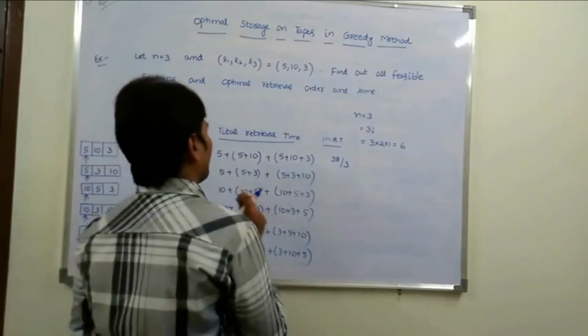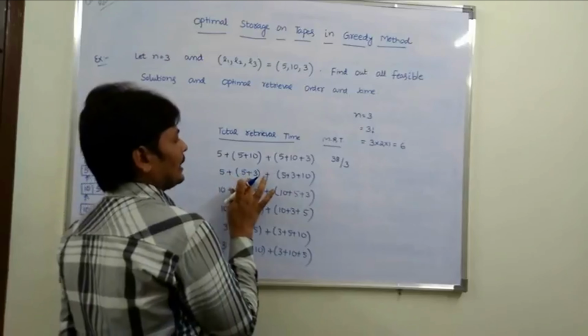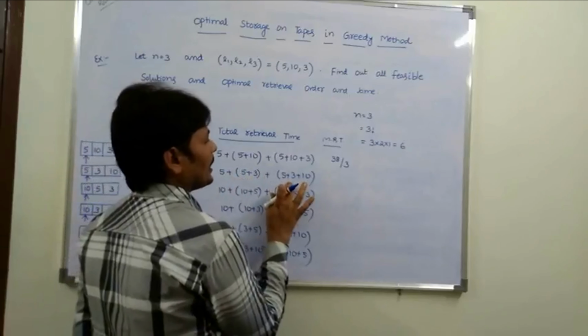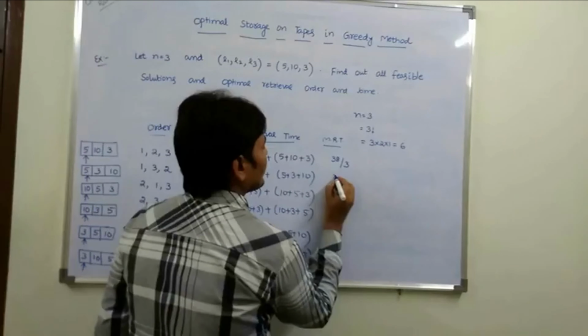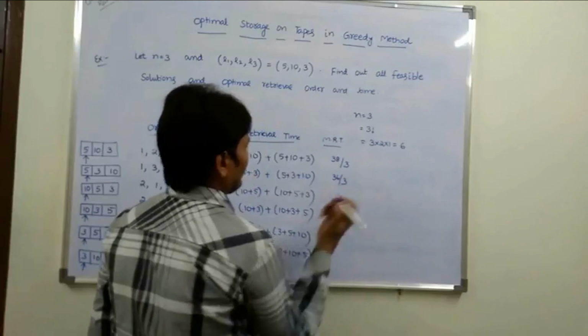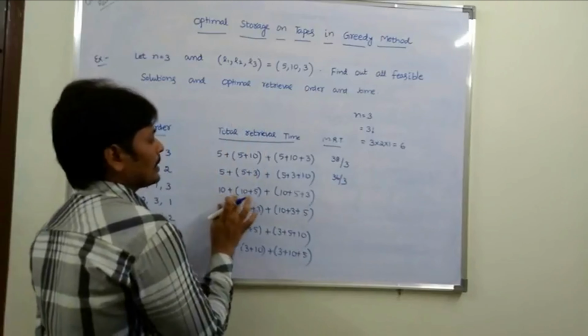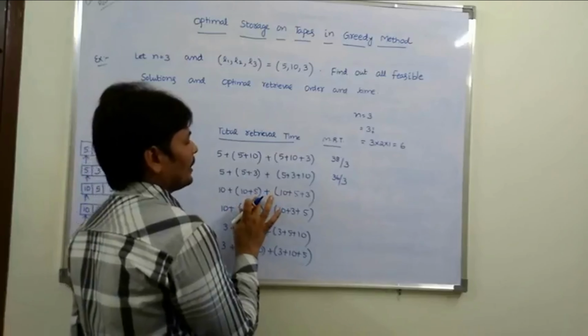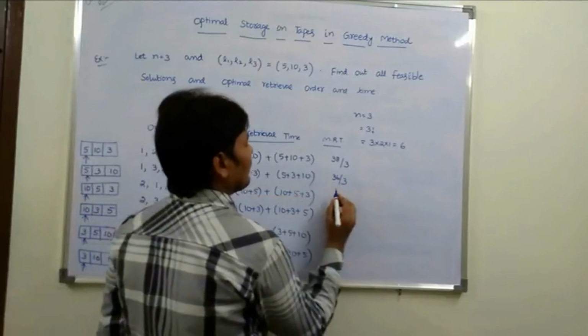Then find out the sum value. 5 plus 8, 13. 13 plus 8, 26. 26 plus 10, that is 36 by 3. Next, 10 plus 10, 20. 20 plus 5, 25. 35, 40, 43.